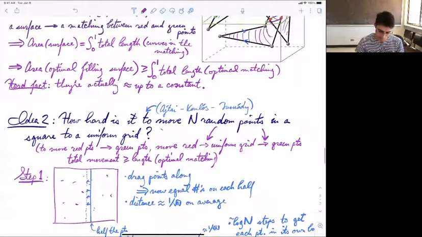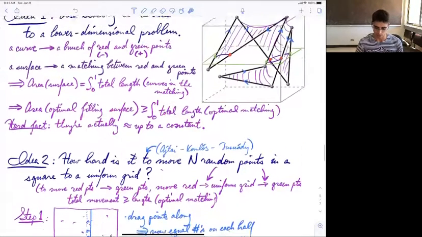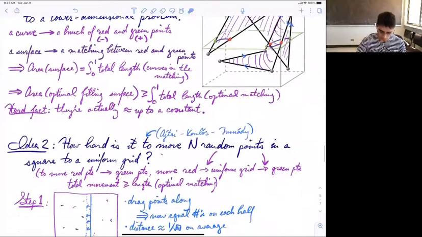So, right now we have these inequalities. We know that the length of an optimal matching is at most square root of n log n. We also know that the integral of those optimal matchings is at most the area of the optimal filling surface. So actually together, these two inequalities don't tell us anything. So we actually need the two inequalities in the other direction, and then we get this approximate equality.